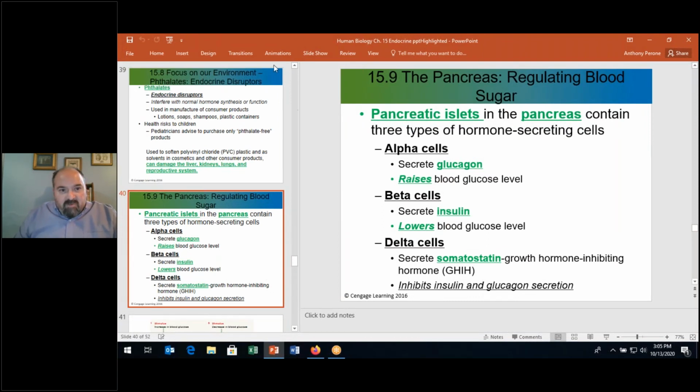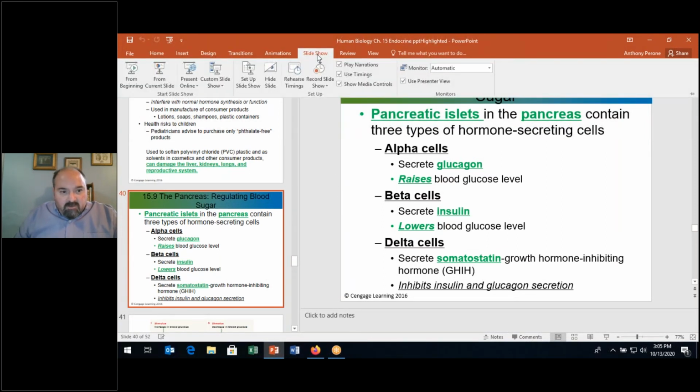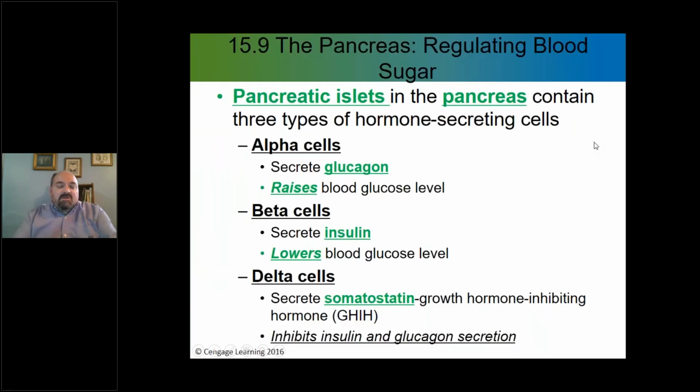All right, folks, so let's go back into the PowerPoint. We're going to be looking at the pancreas and its function. So pancreatic islets are these specific areas present within the pancreas. They're just little areas or little islands of tissue present within the pancreas.